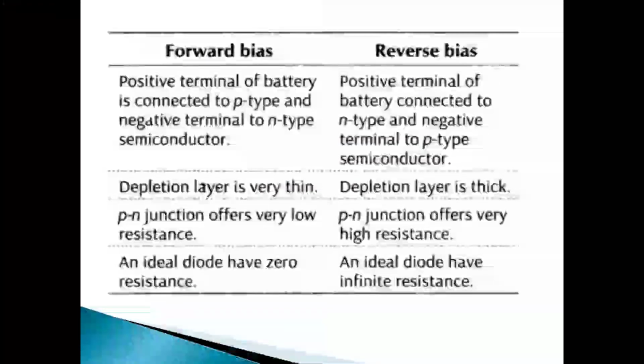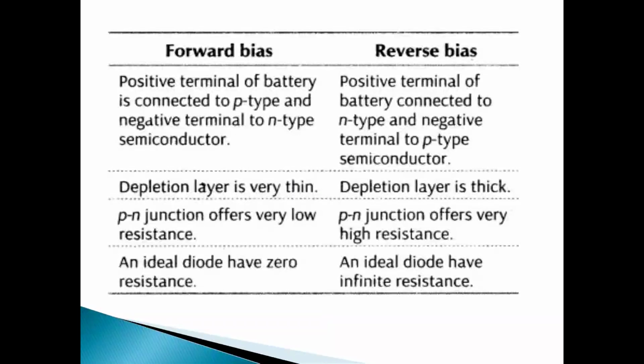Now what is the difference between forward bias and reverse bias? In case of forward bias, the positive terminal of the battery is connected to P-type and the negative terminal is connected to N-type. While in case of reverse bias, the positive terminal of the battery is connected to N-type and the negative terminal is connected to the P-type semiconductor. In case of forward bias, the depletion region width is very narrow because electrons and holes start flowing across the PN junction. While in case of reverse bias, the depletion width is thick.